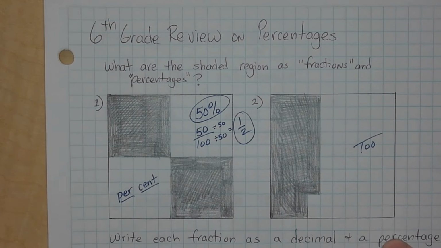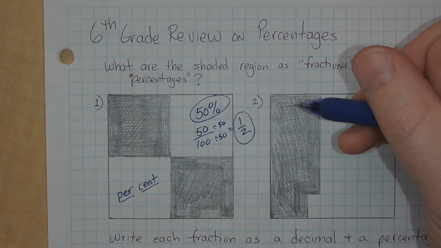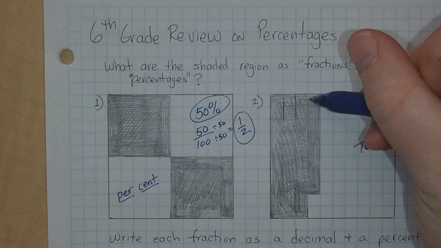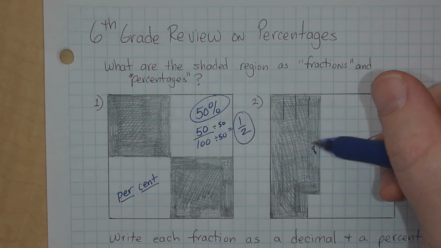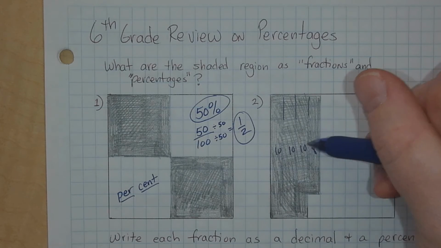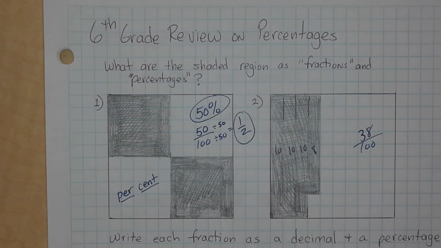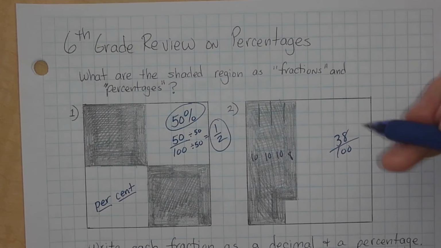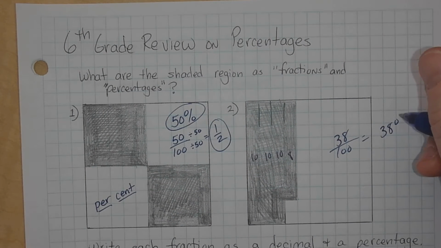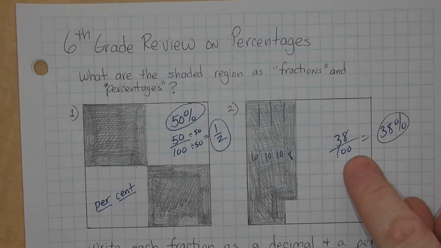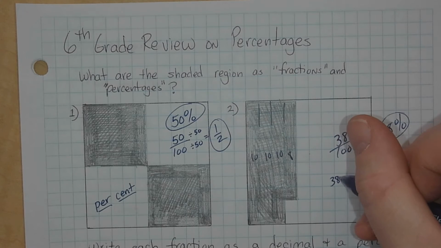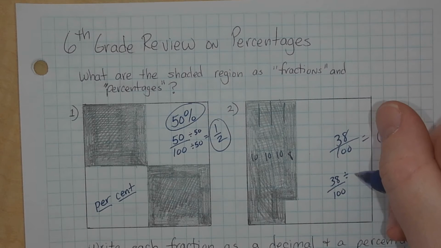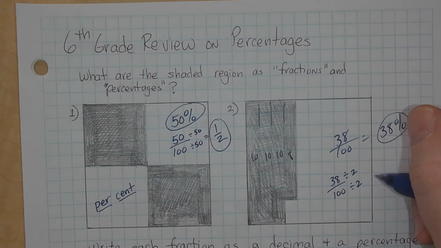Here, number 2, you see you've got 3 rows of 10, and then in this last row there's only 8 there. So 10 plus 10 plus 10 plus 8 is 38. So 38 out of 100. So this is going to be 38%. And then if you want to take that and simplify it, you can. As a fraction, that would work just like 50 over 100 would work as a fraction. But in lowest terms, typically you do want to simplify that. So you divide this by 2, and you divide this by 2.